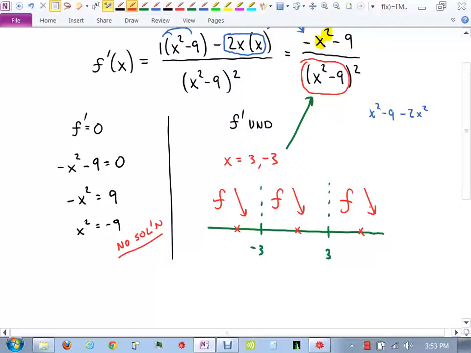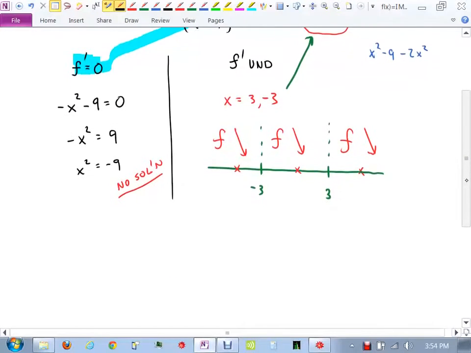I set, for the part right here, the f prime undefined part, on the other side, I set the numerator equal to 0. Yes. I did this right here. Because the only time a fraction, well, I actually am setting the entire thing to 0, but the only time a fraction can be 0 is if the numerator is 0. So the function is always decreasing, correct?